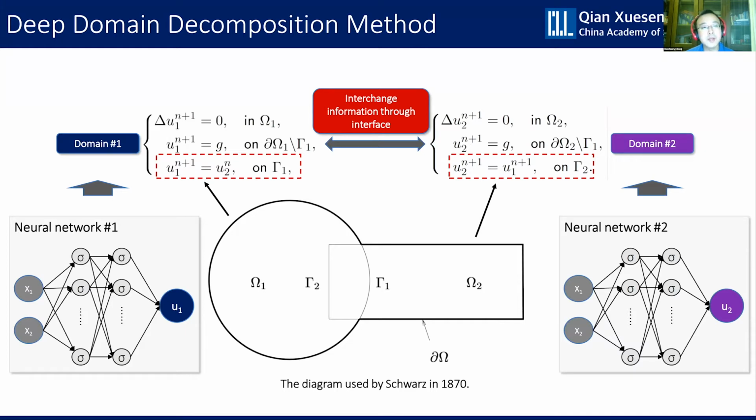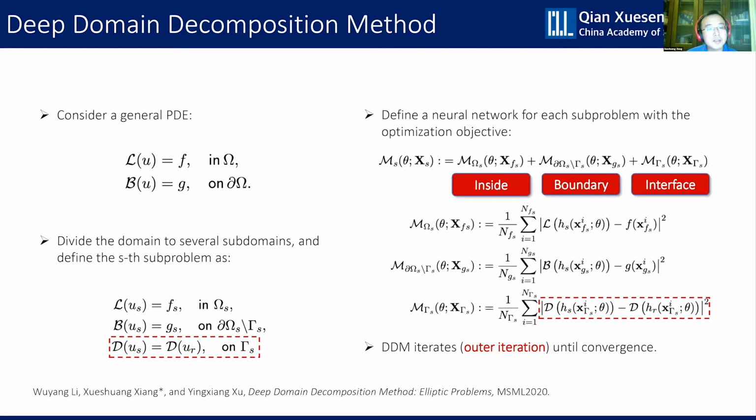And in our deep domain decomposition method, we instead use a neural network, for example PINN, to discretize these two subproblems. For different subproblems, we may use different neural networks. Generally speaking, consider a general PDE like this. First, we divide the domain into several subdomains and define the corresponding subproblems.